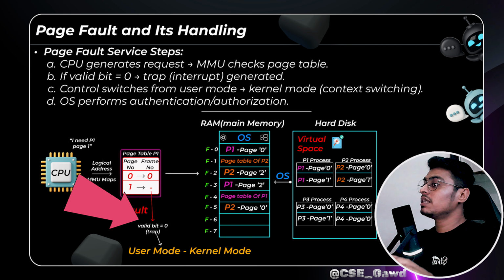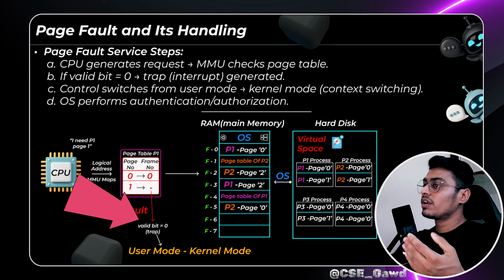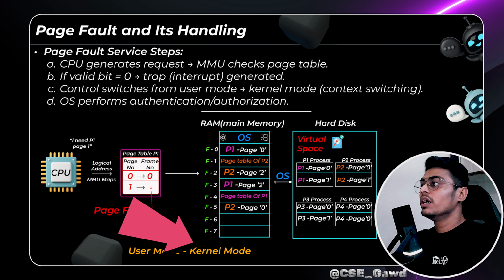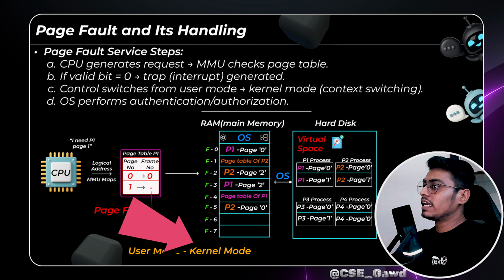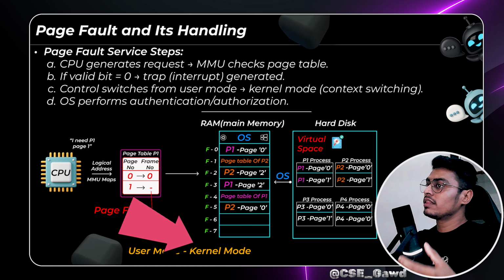A trap is a special kind of, we can say, interrupt that transfers control from user mode to kernel mode. As soon as the trap is generated, control transfers from user mode to operating system mode. This is essentially context switching. The user process that was executing is temporarily suspended and the operating system takes control to handle the page fault.